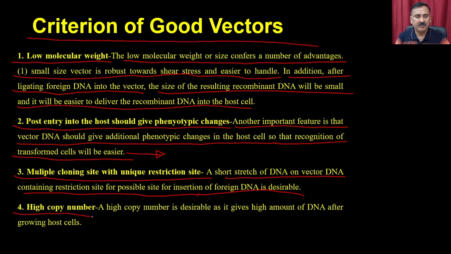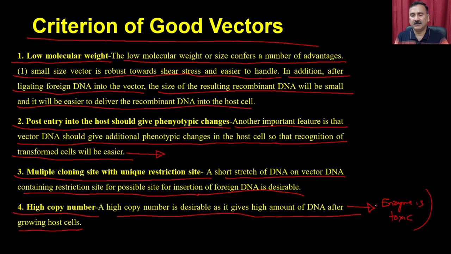Then it should have a high copy number. A high copy number is desirable as it gives a high amount of DNA after growing the host cells. There are instances when you can avoid a high copy number, for example if the enzyme is toxic to the cell. In those cases, a high copy number would give a very high quantity of protein, and that may kill the host. So only in those cases do you go with a low copy number plasmid or vector, but in all other cases a high copy number is desirable.